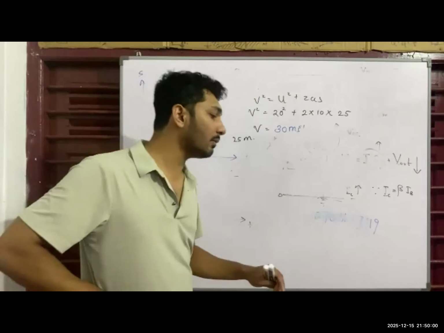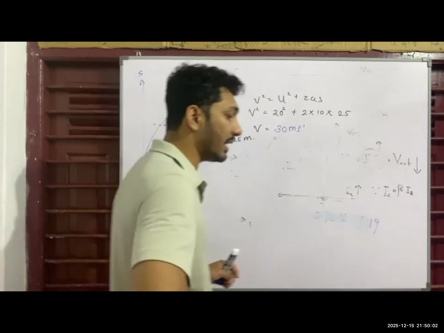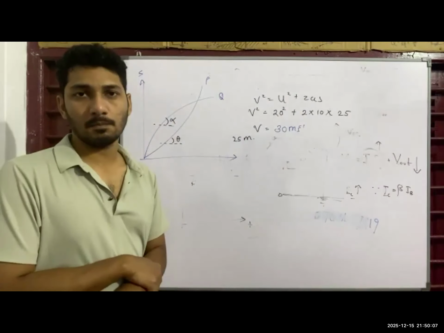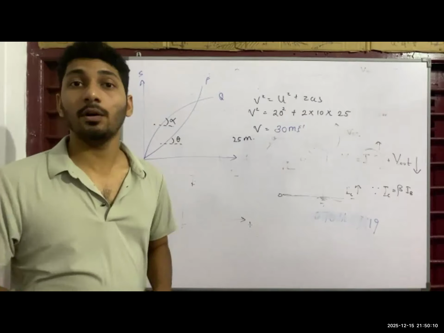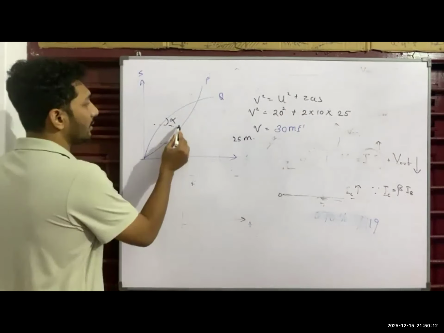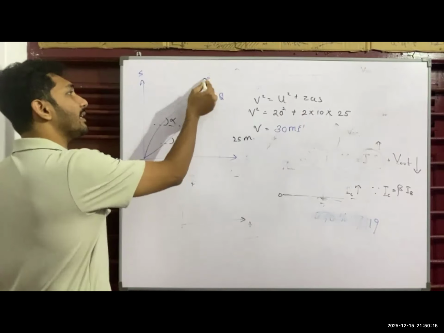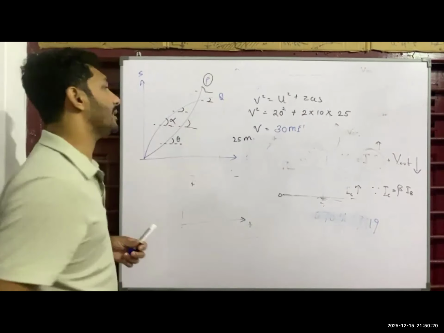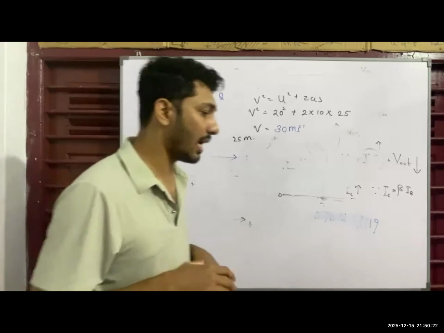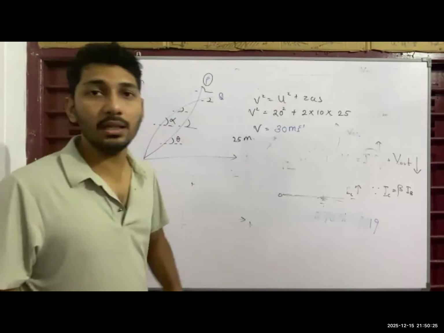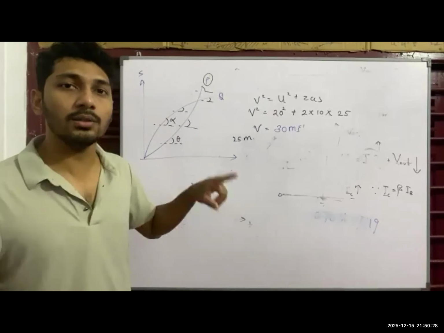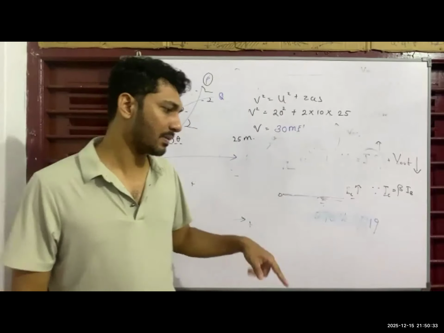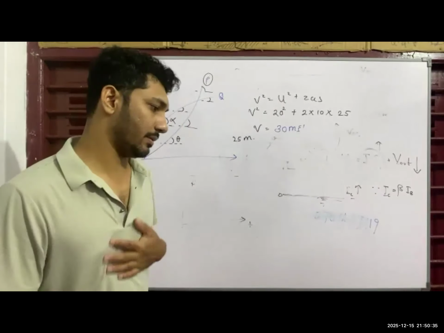Both the objects have velocities in the same direction. That is true. Second one, velocities of both objects increase in time. What do you say? False, exactly. Here you can see the angle increases for P, the gradient increases. But for Q, the gradient decreases. You can see the angle decreasing. So the velocity of P increases with time, whereas the velocity of Q decreases with time. So the statement is false. A is true, B is false.